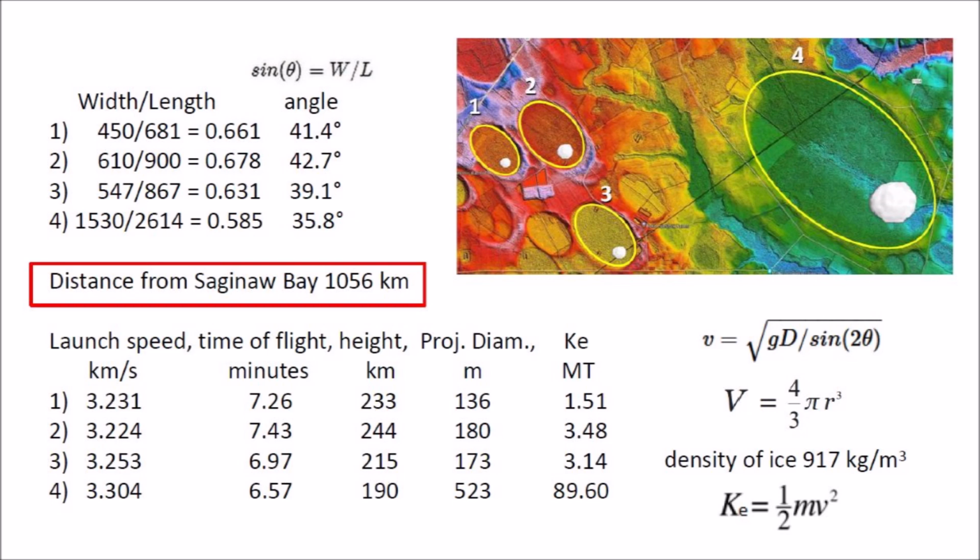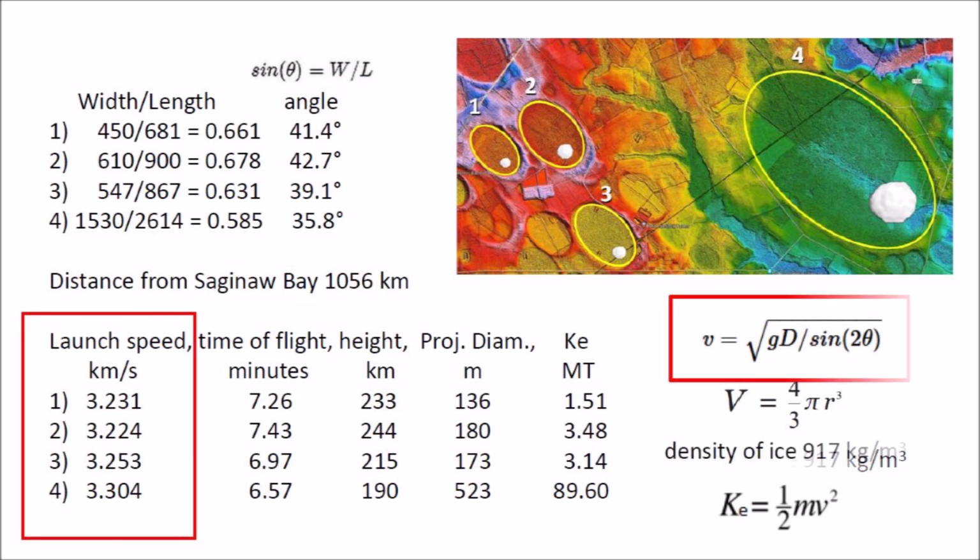This group of Carolina Bays is approximately 1,056 kilometers from Saginaw Bay, which is the point at which the major axes of the Carolina Bays and the Nebraska rainwater basins converge, and which is presumed to be the point from which the glacier ice projectiles were launched. Knowing the launch angle and the distance between the launch point and the target, we can calculate the launch speed using ballistic equations. The launch speeds for these bays are between 3.2 and 3.3 kilometers per second. That is about Mach 9 or 9 times the speed of sound.